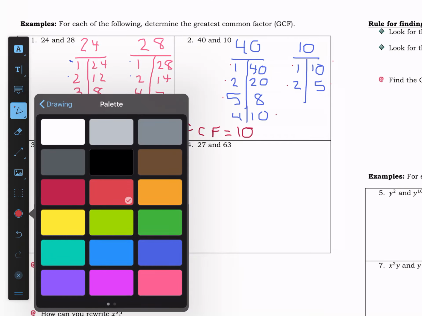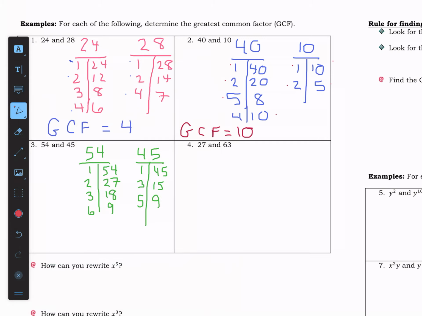Okay, all right, so now again we're just looking at our list to see who they have in common. So we both have 1s, both lists have 3s, and both lists have 9s. Okay, so our greatest common factor, the biggest one, is 9. Okay, the biggest number that both lists have in common.